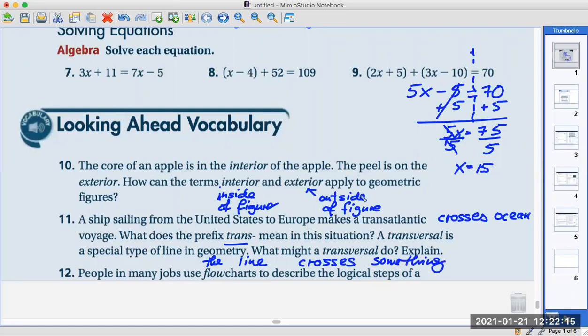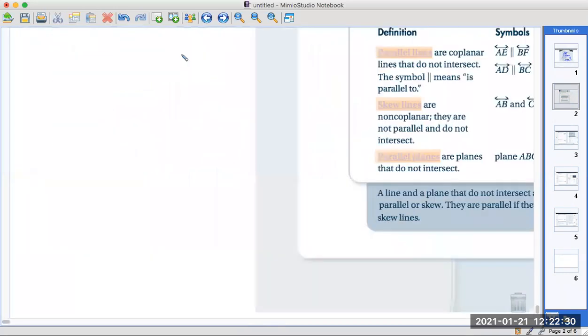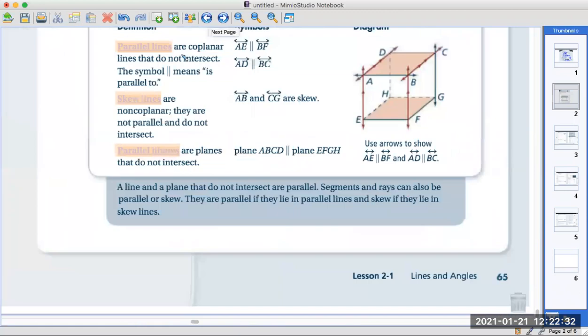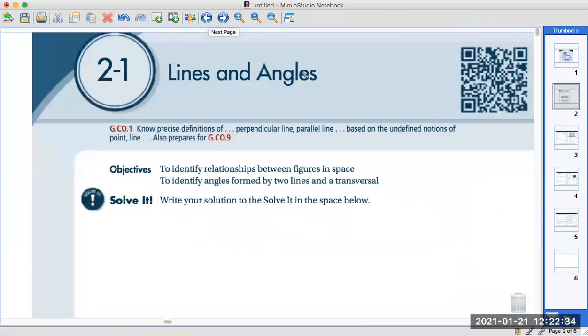Okay, and then we'll start with our lesson. So make sure you do 7 and 8 and try it. You might show your work on some other paper because there's not enough room unless you can squeeze it in here. All right, then we're going to the lesson. It's on page 65 and it's on lines and angles 2.1. So underline the title.